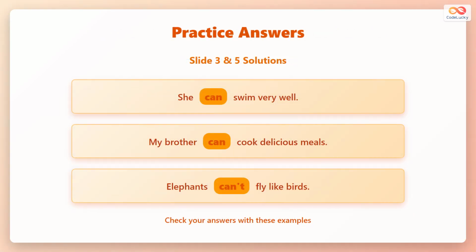Here are the correct answers. She can swim very well. My brother can cook delicious meals. Elephants cannot fly like birds. Check your answers. Notice how can shows ability and cannot shows no ability. These examples help you understand the difference clearly.